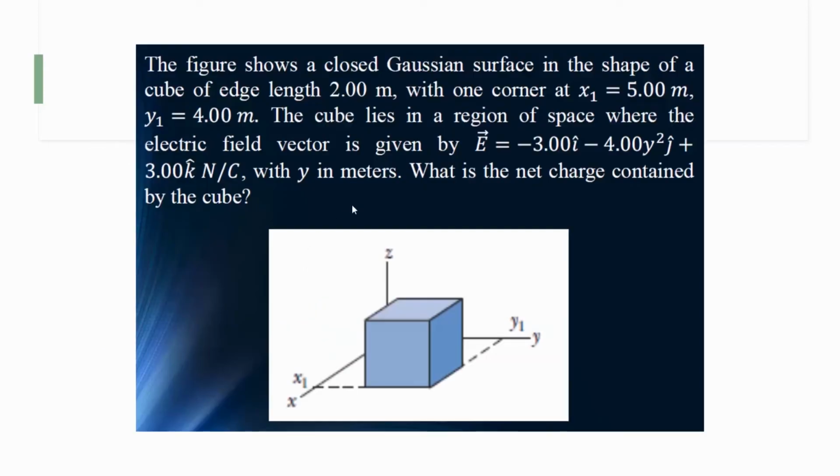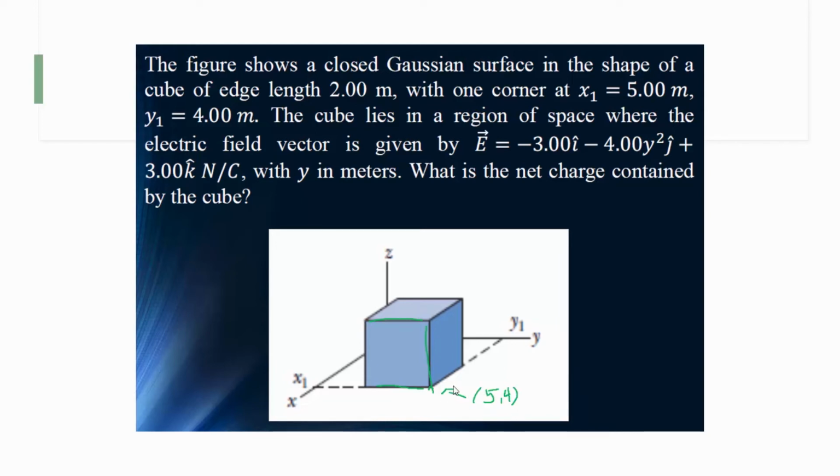Next, the figure shows a closed Gaussian surface in the shape of a cube of edge length 2 meters. So, length ito is 2 meters, lahat yan. With one corner at x sub 1, y sub 1. So, ito yan. This is 5, 4.